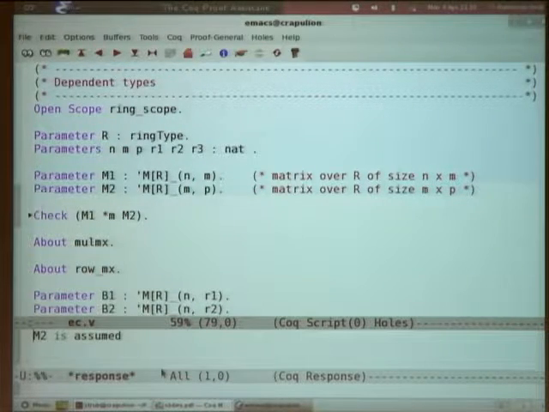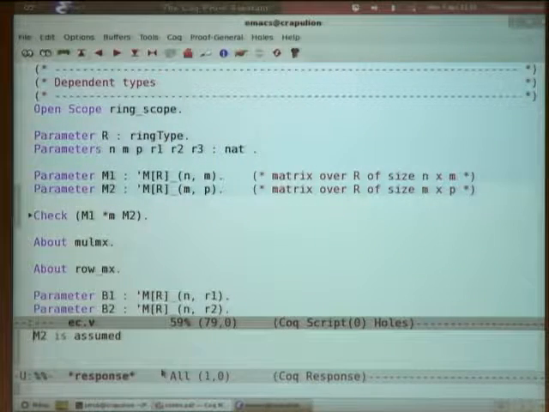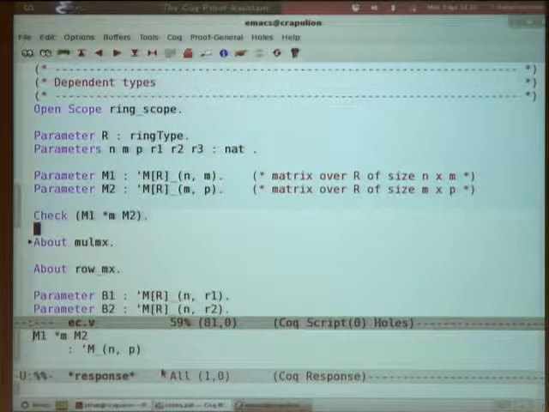And so here matrix is a dependent type. The matrix depends on the base ring, on the number of rows and on the number of columns. And here the star is a matrix multiplication. And what I will see is that if I do m1 times m2, what I obtain is a matrix of size n rows and p columns.